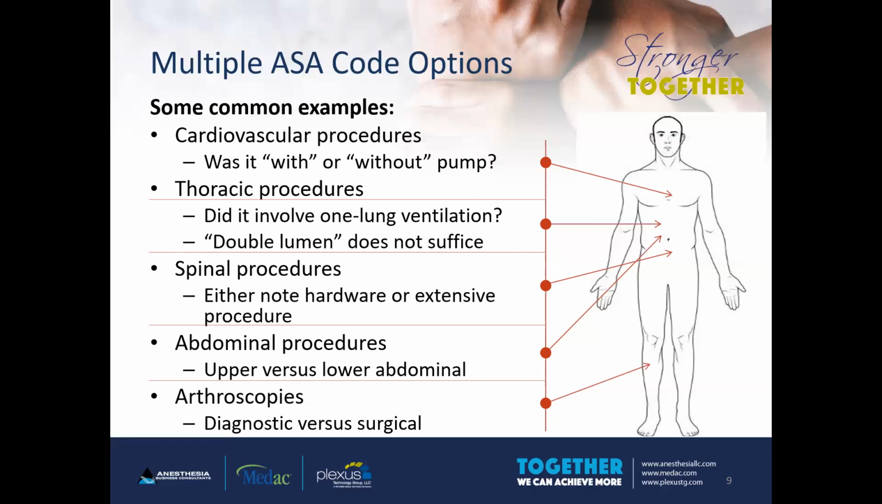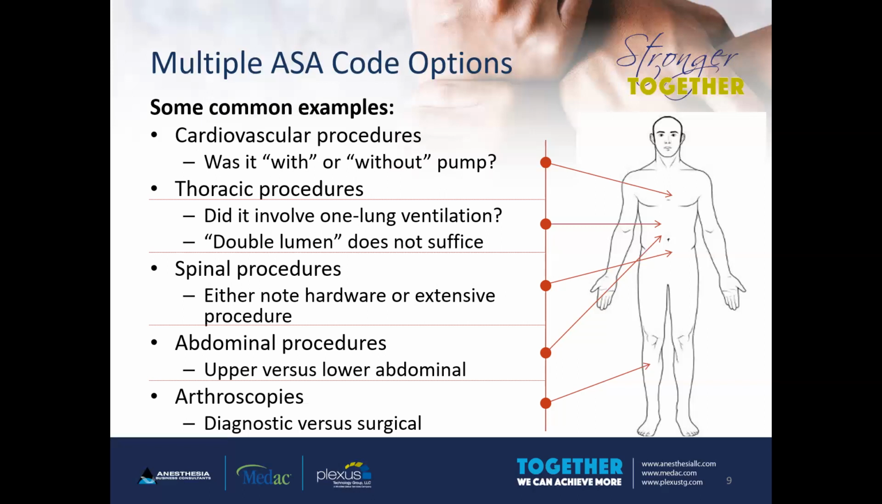If you're doing a spinal fusion, that's one code, but if it involved any kind of instrumentation, it's going to be a code that will get you 3 additional base units. But unless you add the word instrumentation or plate or rod or what have you, then the coder is not going to know to give you the higher paying code.